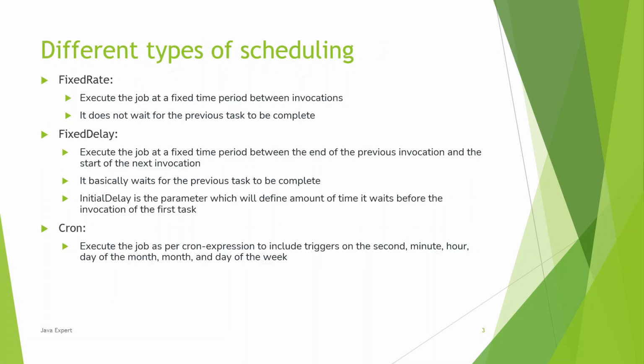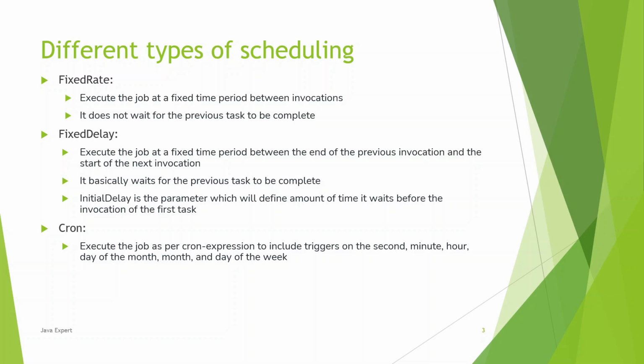We have different types of scheduling available in the Spring Boot framework. We will discuss the theory part here, and then we will implement these things one by one in the practical session. The first one is fixed rate. It executes the job at a fixed time period between invocations. It does not wait for the previous task to be completed.